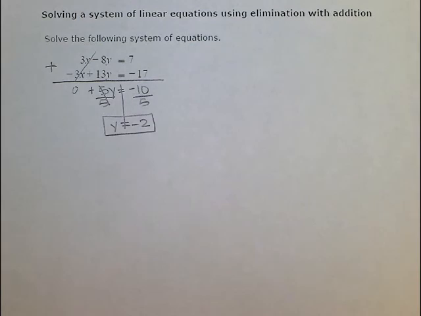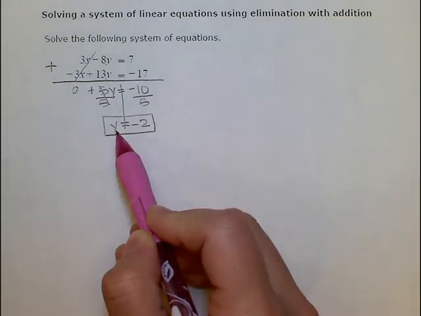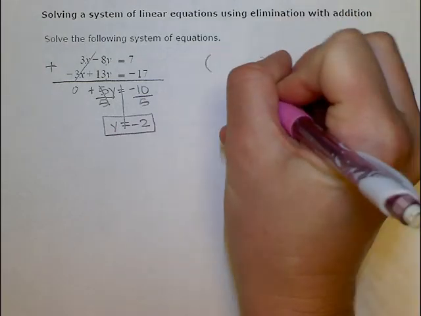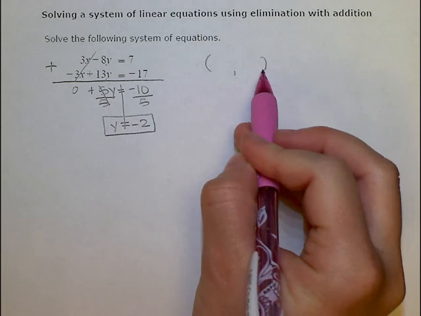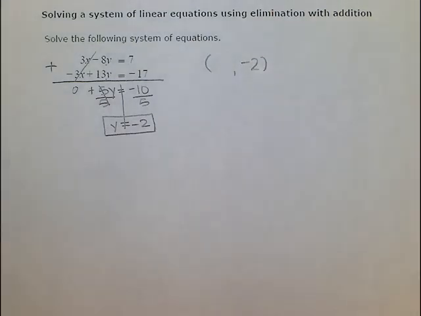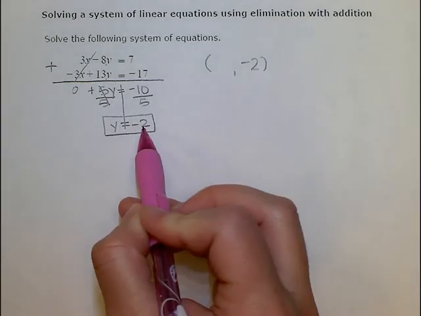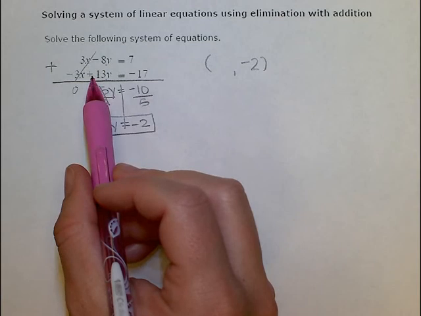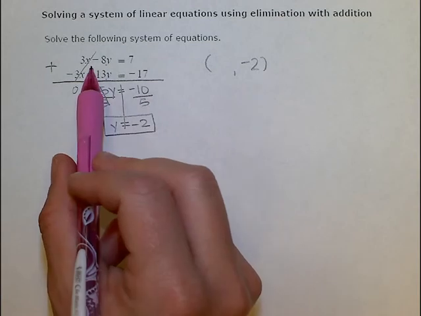But I'm not quite finished with this problem yet because I only have half of my answer. In order to have a solution to a system, it looks like this, with two pieces, an x piece and a y piece. Now I've solved for my y piece. All I have to do now is figure out what my x piece is. So I'm going to take this negative 2 and go back to one of my original equations and plug it in for y. I'm going to choose the first equation because it looks a little bit simpler.